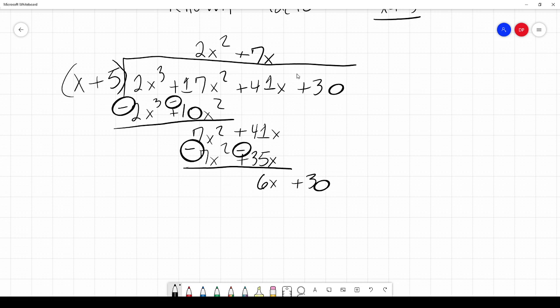And then we need to do this one more time. So x times what is 6x? This should be a positive 6. And remember, if we did this process correctly, we know that we should get a remainder of 0. So we do 6 times x, and then 6 times 5 is 30. But we are subtracting that off now, and it's going to be 0.